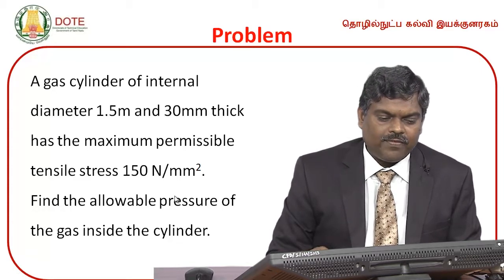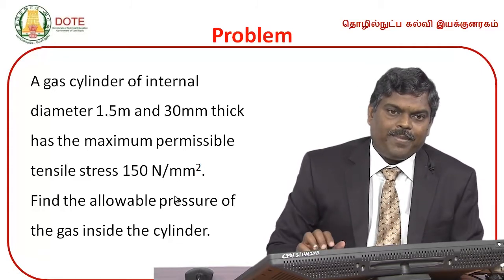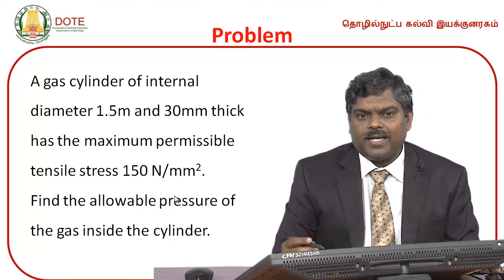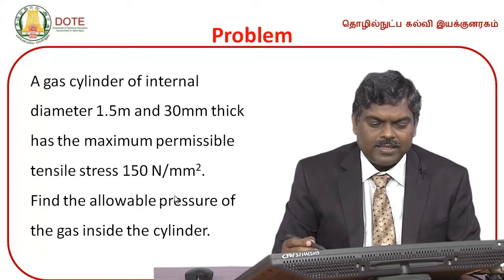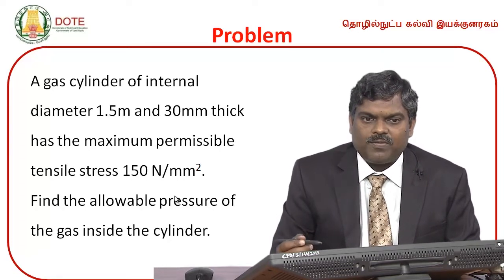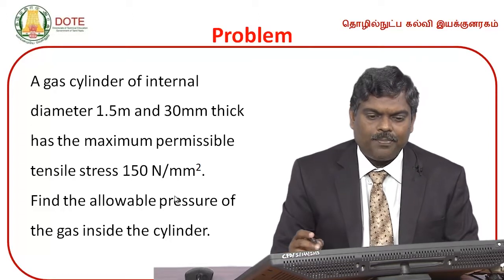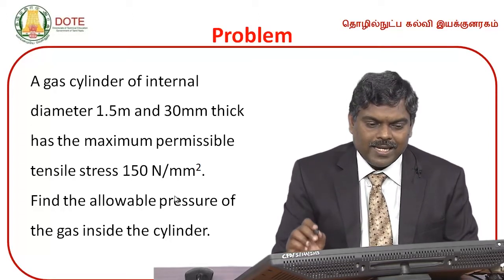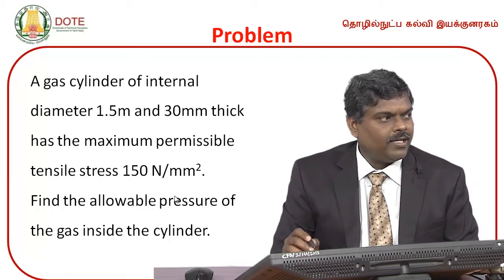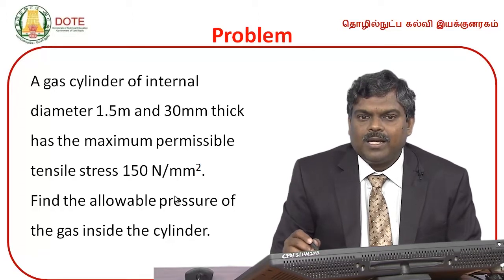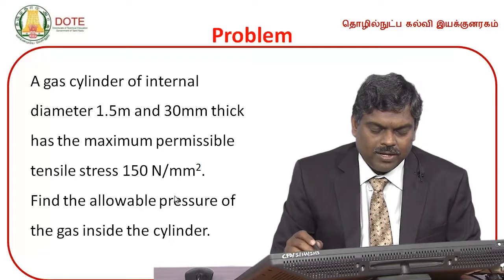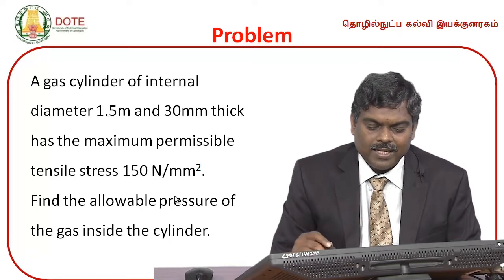A gas cylinder of internal diameter 1.5 meter and 30 mm thick has the maximum permissible tensile stress of 150 Newton per mm square. Find the allowable pressure of the gas inside the cylinder. This is the problem given to us.